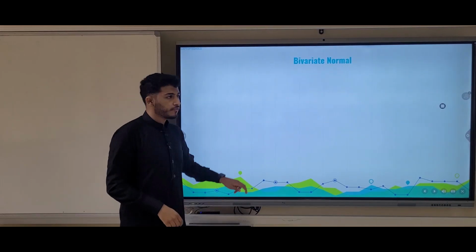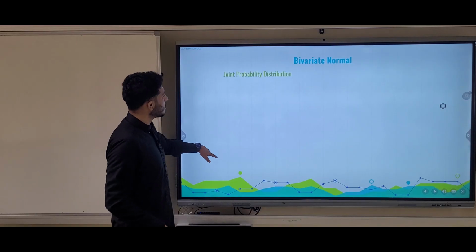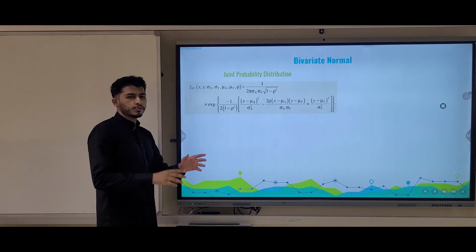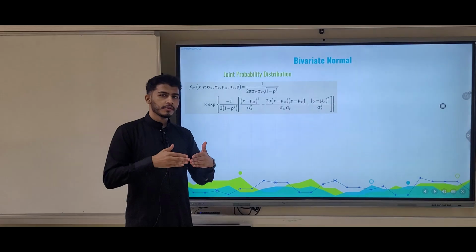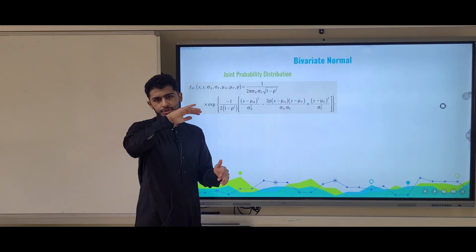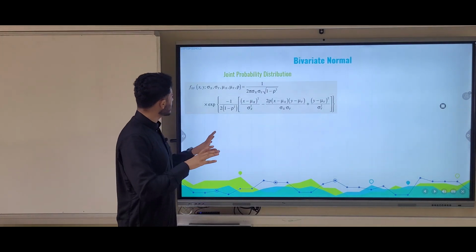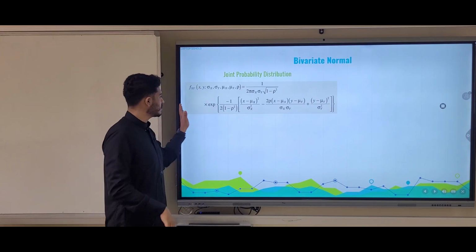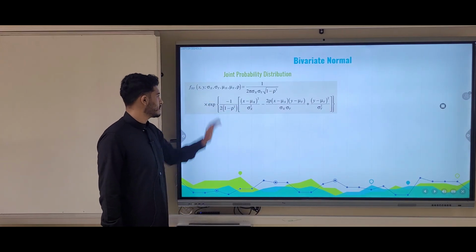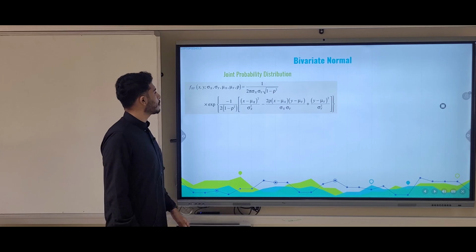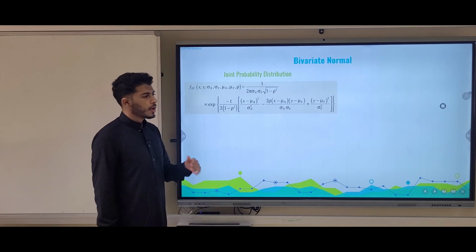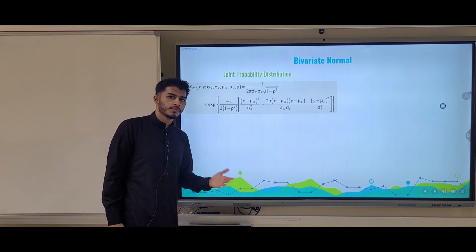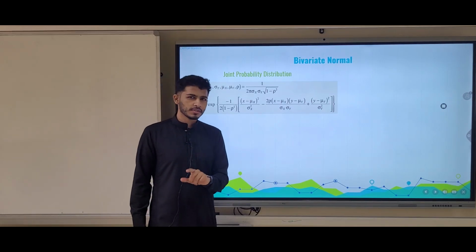Now let's talk about the bivariate normal. The bivariate normal is like having two normal distributions and combining them together into a higher dimension. We don't need to go too much into details, and we don't even need to know what this joint probability density function is all about. We're going to solve it like we used to solve the normal distribution, with a few tricks.